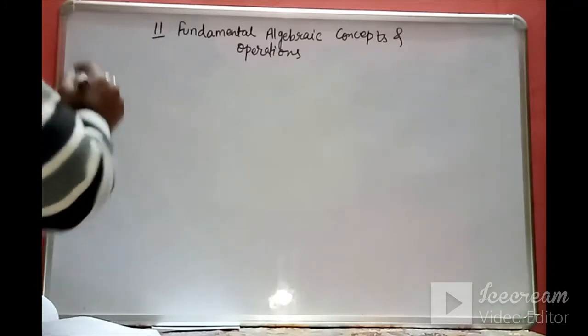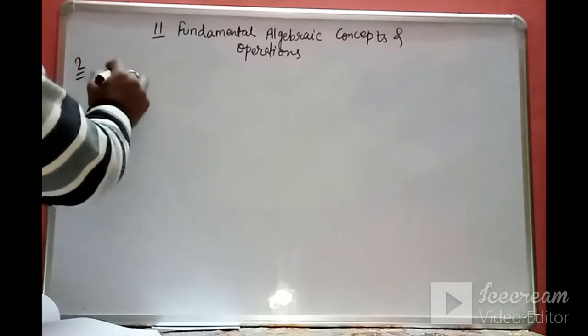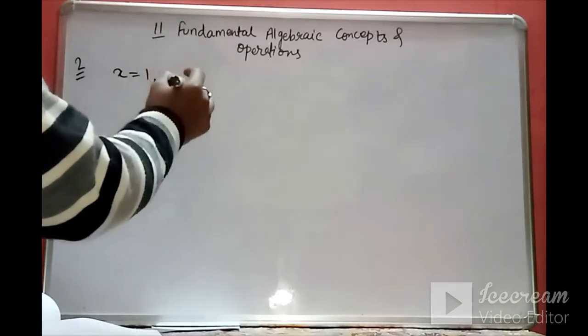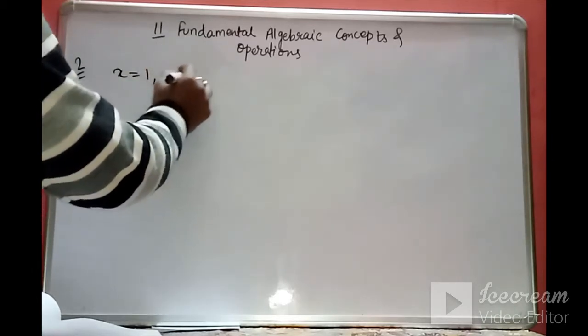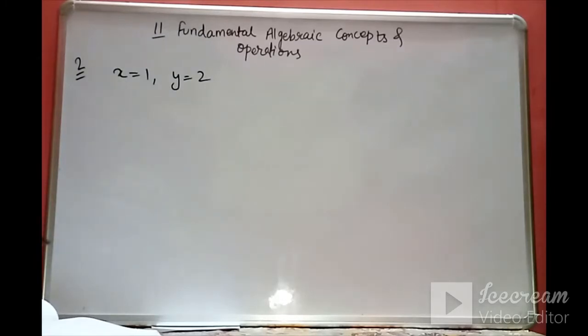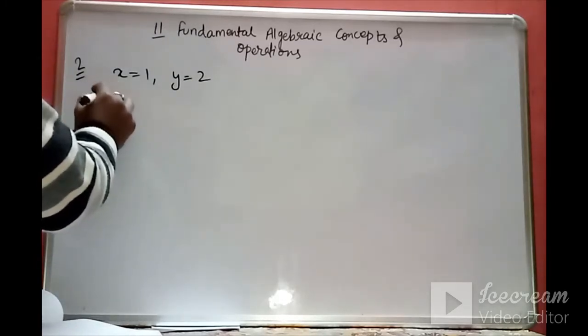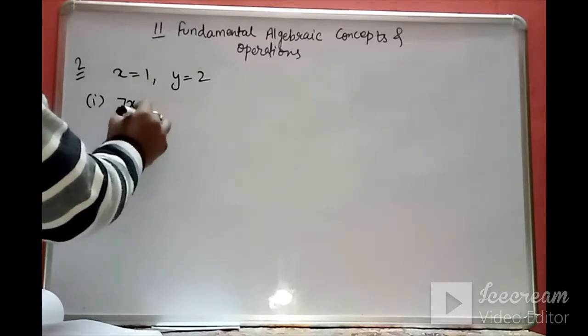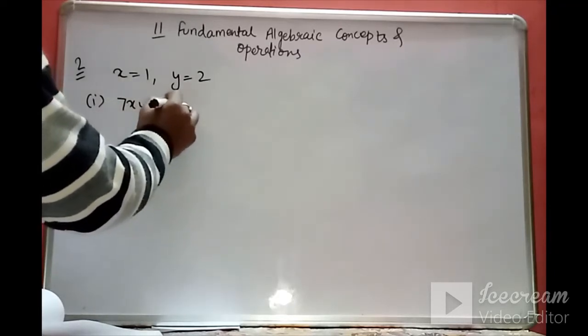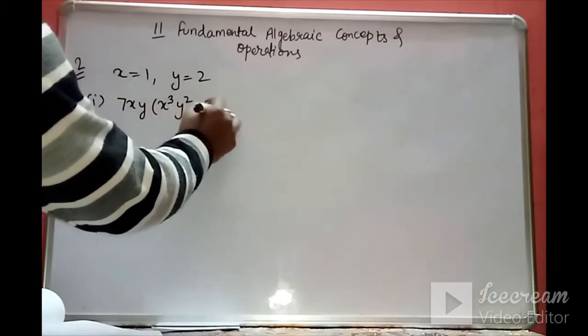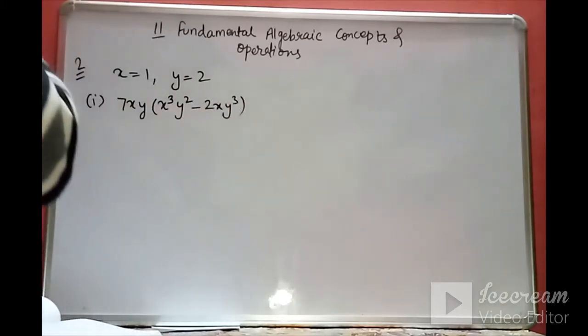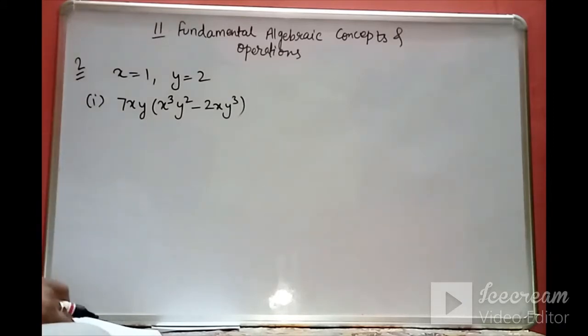Now, suppose in question number 2 we have to verify the result when x is 1 and y is 2. Now, what is the meaning of verification? Let me tell you. Let's take another question, then we will understand. So 7xy into (x cube y square minus 2xy cube). Then what is the meaning of verification of the result when x equal to 1 and y equal to 2? First I am going to find the value of this expression as it is, in the manner it is written.